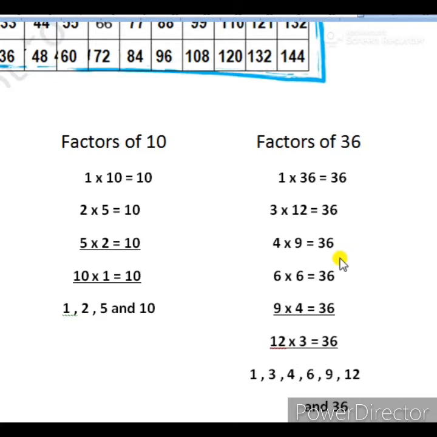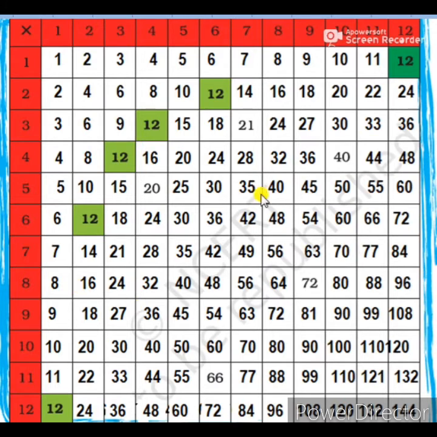Now the next question we have asked is, what is the biggest number for which you can find the factors from this chart? Students, this question is on page number 96. Now we have to again see that chart. See, in this chart, which is the biggest number we got in this last column? 144. So you have to write the answer. The biggest number for which you can find the factors from this chart is 144.